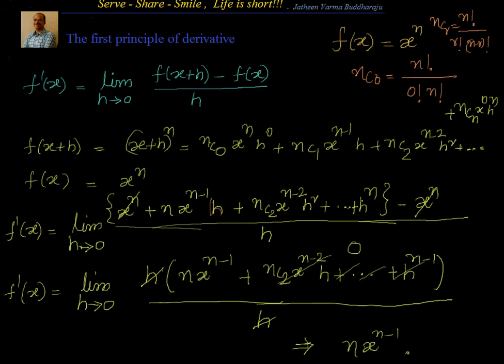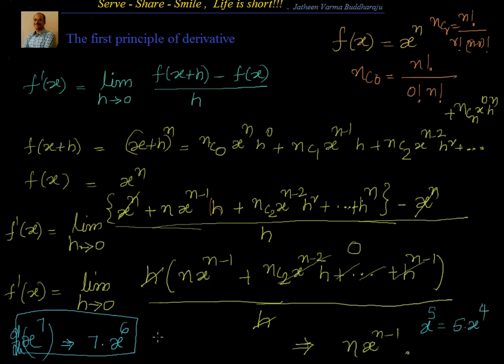So now I know that if somebody comes and asks me what is the derivative of x to the power of 7, I will immediately say this is n into x to the power of n minus 1, which is nothing but equal to 7x to the power of 6. So derivative of x to the power of 7 is equal to 7 into x to the power of 6. Similarly, x to the power of 5 is equal to 5 into x to the power of 4. Or you can try x to the power of half. X to the power of half equal to half into x to the power of half minus 1.